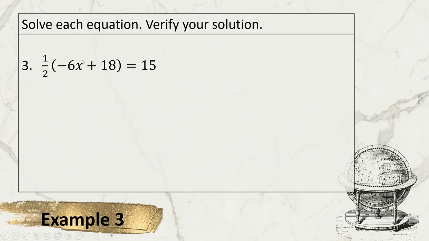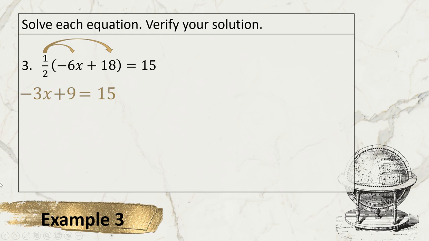Okay, example 3, we're still using this distributive property, guys. So even though we see this 1/2 and we might get a little psyched out because it's a fraction, we're still going to do the same thing. We're going to distribute this 1/2 to everything inside the parentheses. 1/2 times -6x is -3x, right? -3 is 1/2 of -6. 1/2 of 18 is 9 equals 15. Okay, so I have -3x plus 9 equals 15.